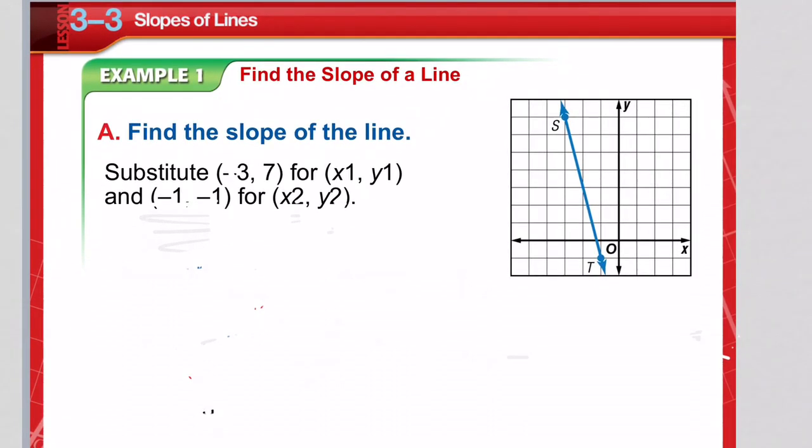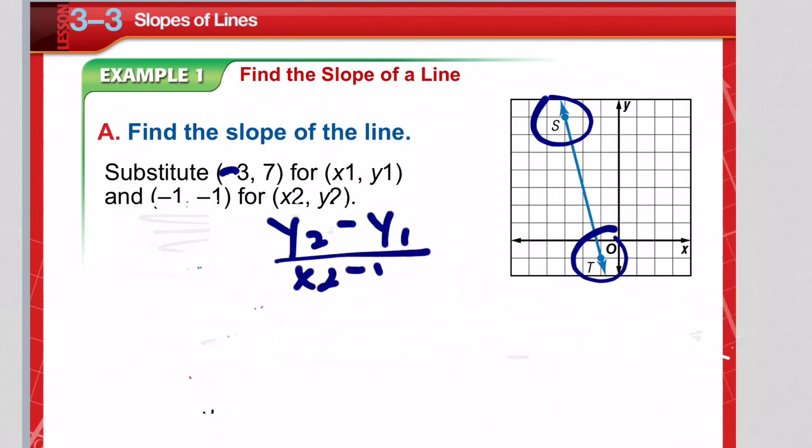The book will give you a line, and it'll give you a couple of coordinates. What I've already done for you is we have the coordinates, -3, 7, -1, -1. Please notice it has down the x1, y1, x2, y2, right here, and right here. But remember, it does not matter the order of the points. So when we plug it into our formula, remember it's y2 minus y1 over x2 minus x1.